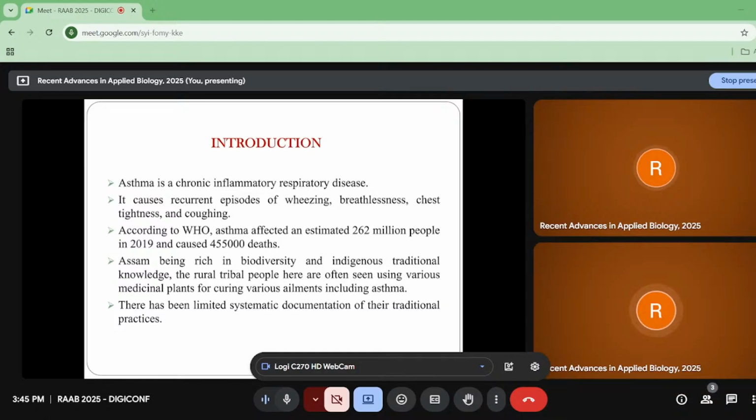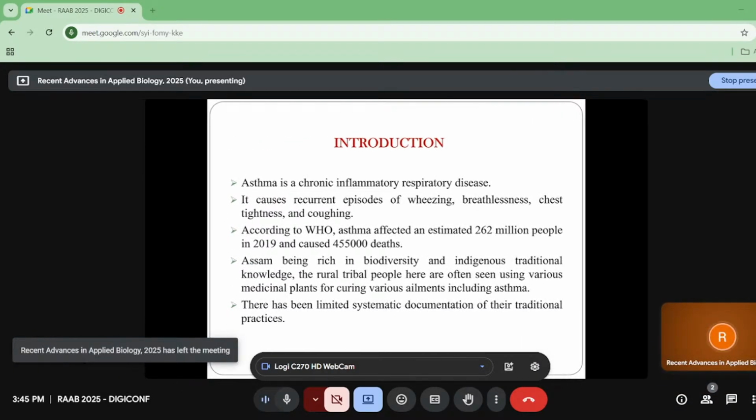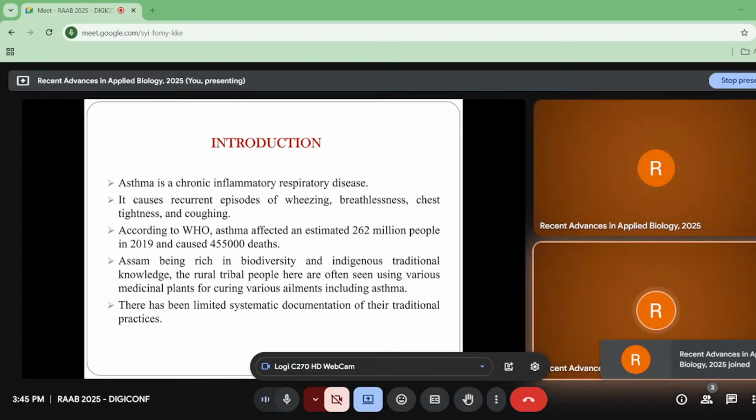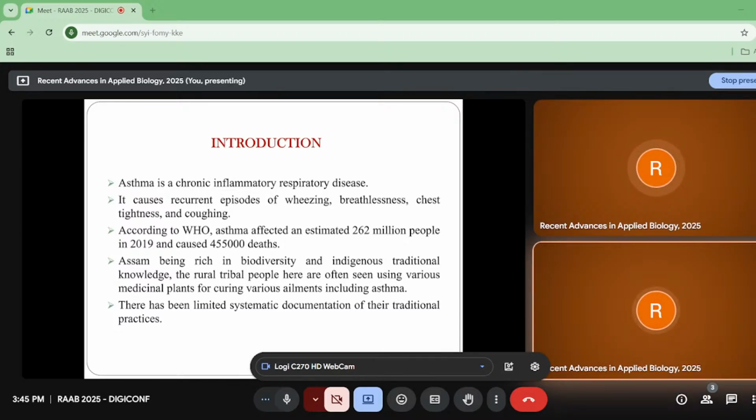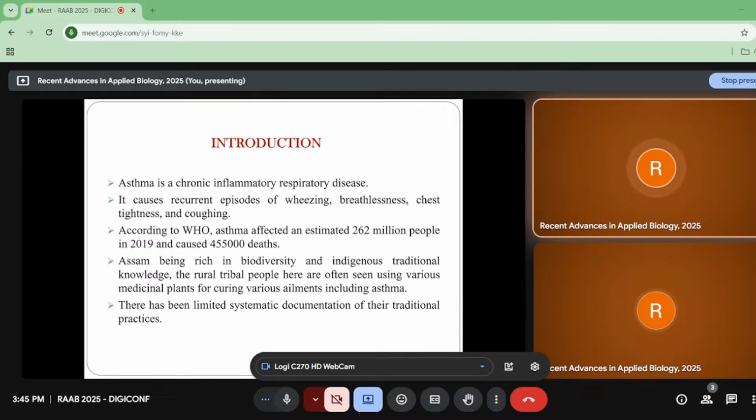So before going into the topic, I would like to introduce what is asthma. This is a chronic inflammatory respiratory disease that causes recurrent episodes of wheezing, breathlessness, chest tightness, and coughing. According to WHO, asthma affected an estimated 262 million people in 2019 and caused 455,000 deaths. So it is a concerning disease which prevails in Assam also.